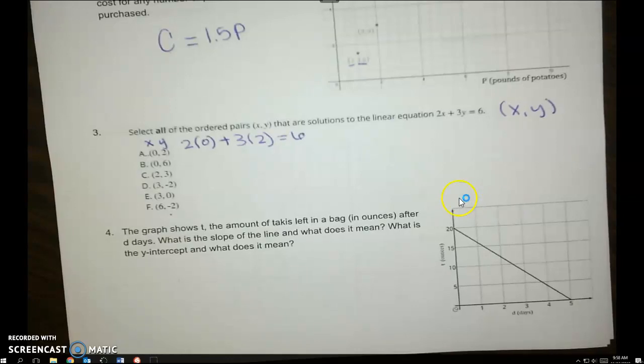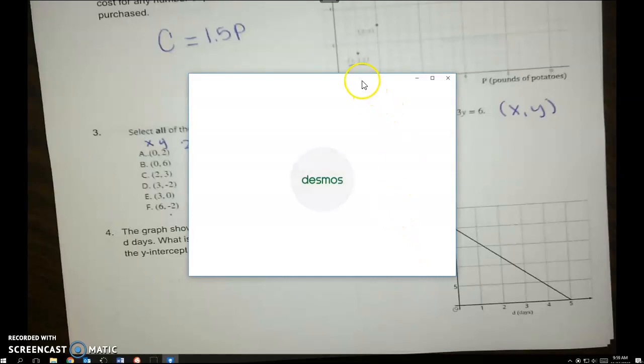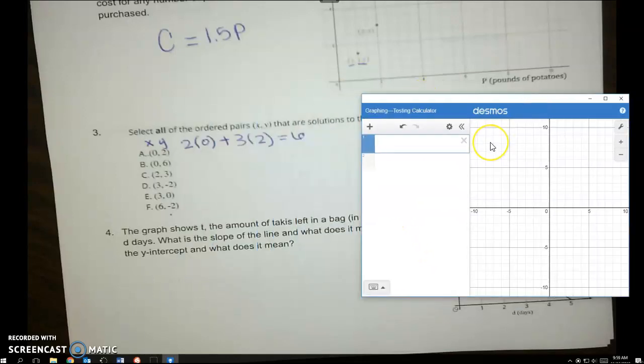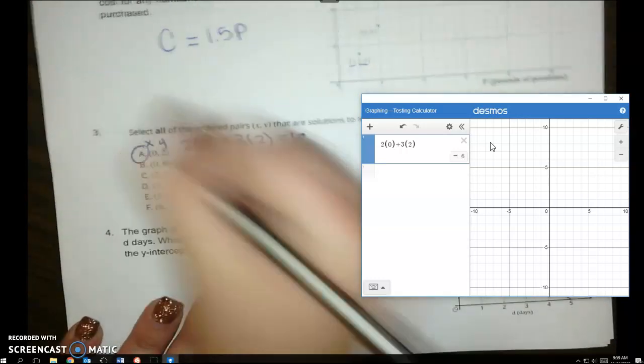And see. So all you do is type it in and see if it equals 6. So 2 times 0 plus 3 times 2. It equals 6, so I'm going to circle A.